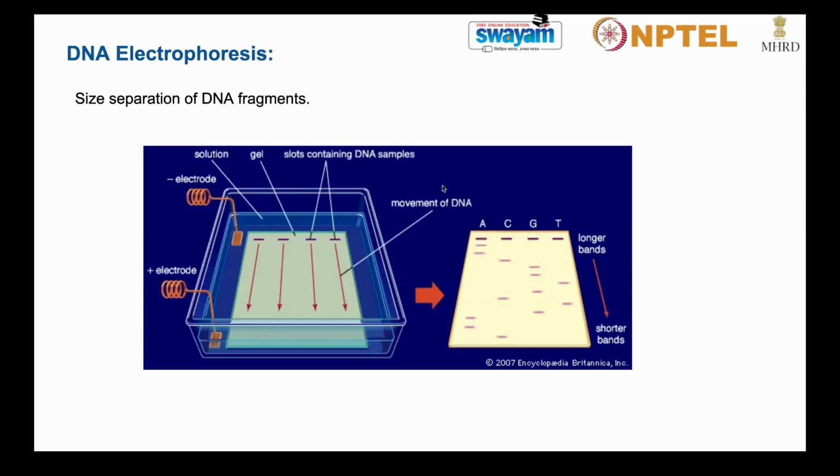So this is all about electrophoresis. You provide the charge, and there is a solution, a buffer and a gel in which you put the DNA samples. In the presence of this charge, these samples will move in the gel, and each gel has some pores, so the samples will not move sideways, they will move straight in their lane. So this is all about DNA electrophoresis.